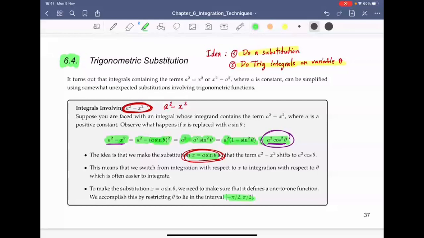We restrict the domain of theta to negative pi over 2 to pi over 2. The reason we do this is that we just want to pick the interval where cosine theta is positive, so we have no problem with the absolute value. If you pick theta between negative pi over 2 and pi over 2, that is the domain that makes your cosine positive.